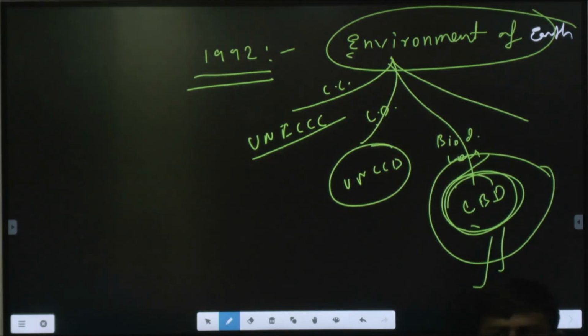Few IPRs are popular in our day-to-day discussion. You may be familiar with one term, patent. Patent is an IPR given for any newly introduced product. That product may be a good, may be a service.